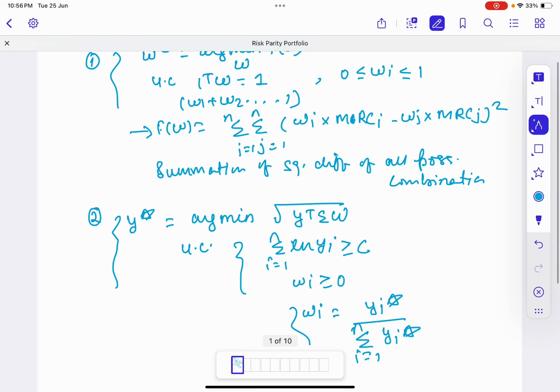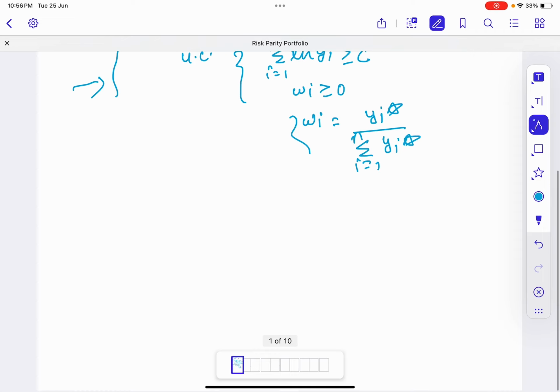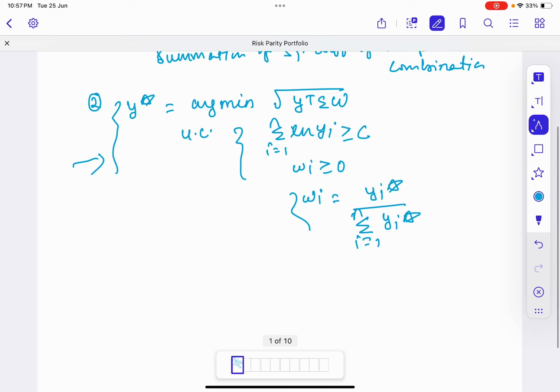Now you may ask, you are satisfied that this weight is indeed the risk parity portfolio weight, but how does this weight correspond to the risk parity weight? Okay, so let us try to see it. So let us try to form the Lagrangian of this object.